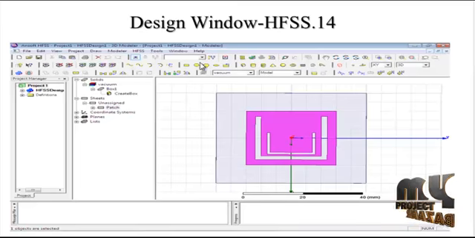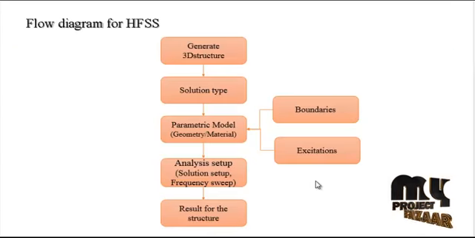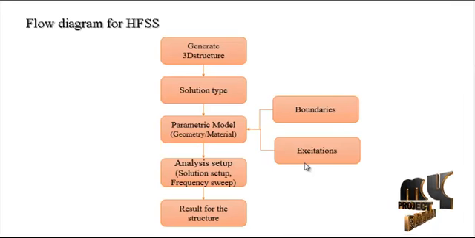So this is the design window of the process. Here we are using the two U-slot antenna. This is the patch, and here we are using the two U-slots, and this is the substrate of the process. Using all this design, we calculate the results of the structure, that is the radiation pattern, return loss, VSWR, bandwidth, and also various types of results, similarly the 2D and 3D of the structure. So this is the overall flow diagram of the process.